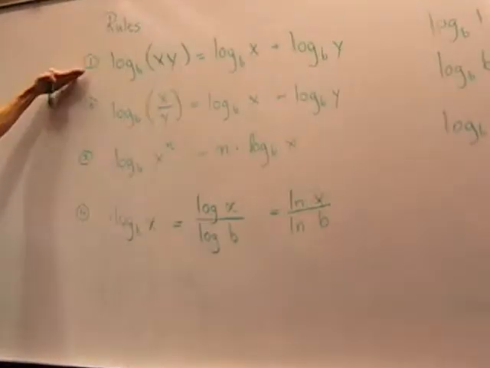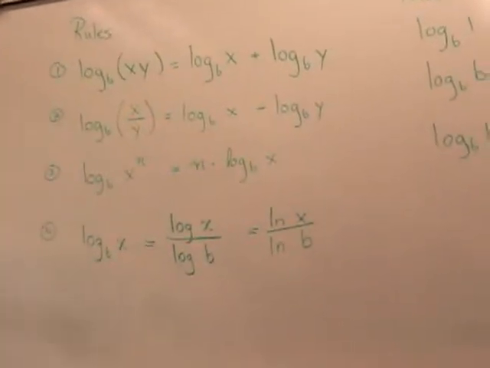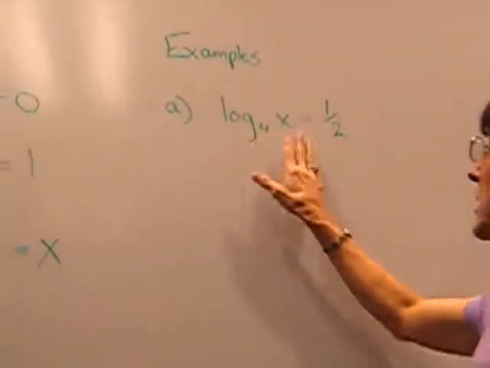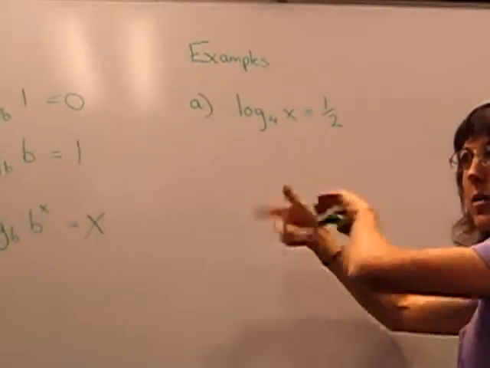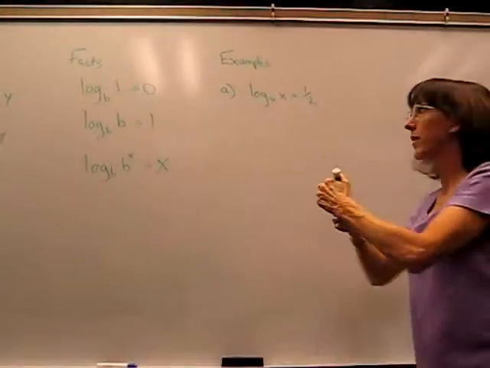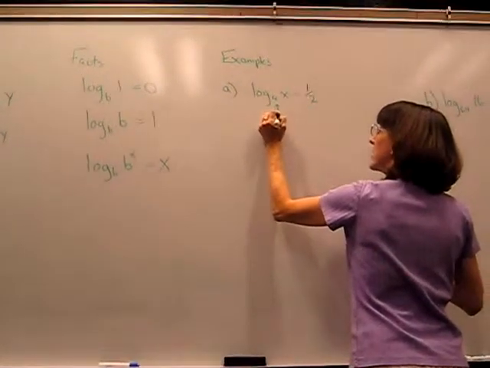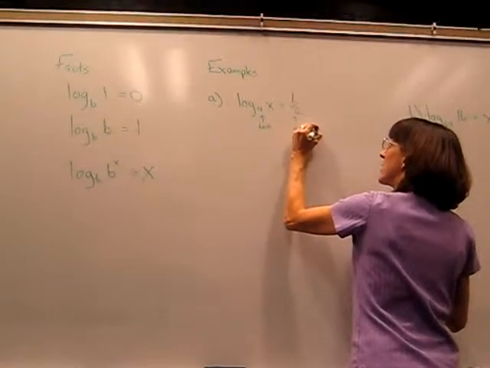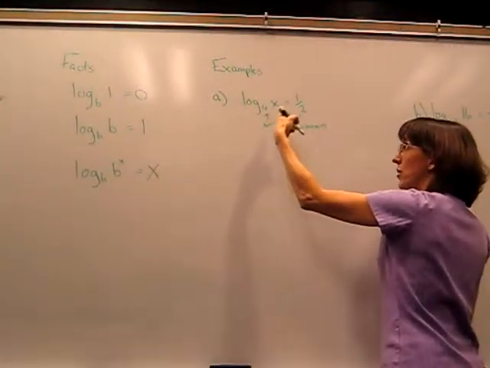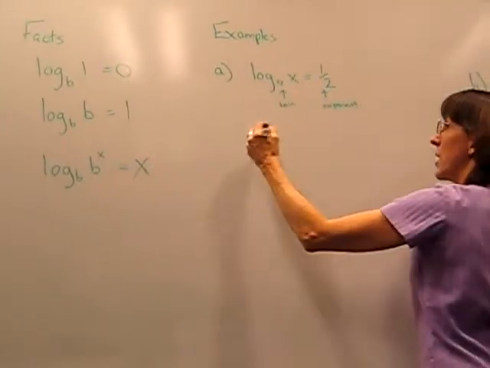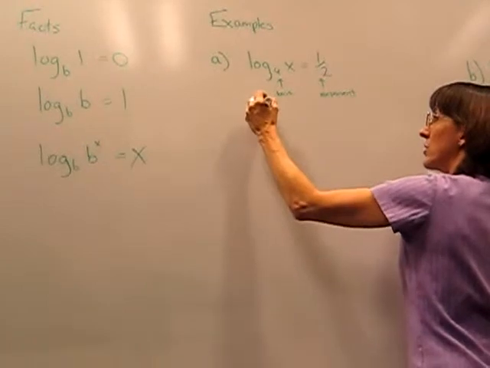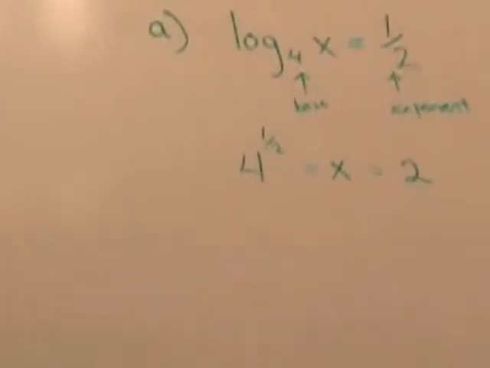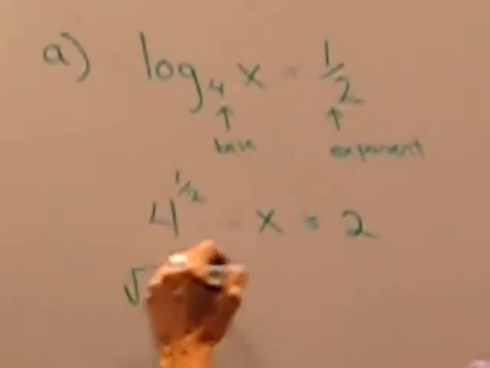Use these rules, and maybe this rule, to write a bunch of terms, each one being a little simpler. So I can't get to this x, it's inside that log, so I'm going to rearrange it to an exponent form. This is the base, this is the exponent. Log base 4 of x equals 1/2, so that means that 4 to the 1/2 is our answer. We know that one. That was 2. This is square root of 4.